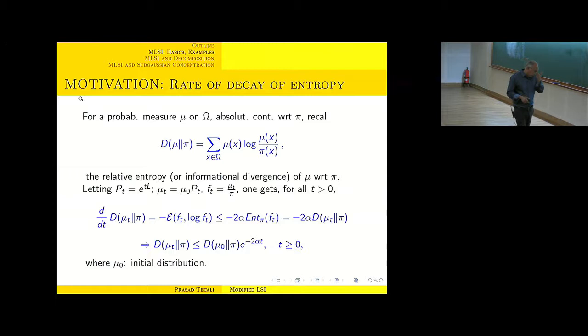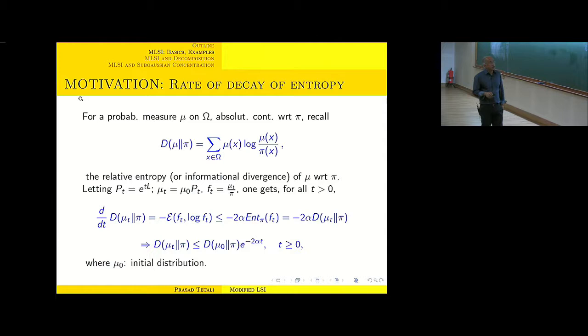In expectation, because f_t is mu_t over pi, if I took the expectation of f_t, that's going to be 1 at all times t, E_pi of f_t, trivially. We are interested in knowing, as t goes to infinity, how mu_t approaches pi. You can say in some norm, L1, L2, L infinity, or in relative entropy. So how does mu_t approach pi in whatever way you want to measure distance? Suppose we try to measure in relative entropy. This is where it's convenient to use the continuous time evolution. So think of e to the tL using the Taylor expansion of e to the x.